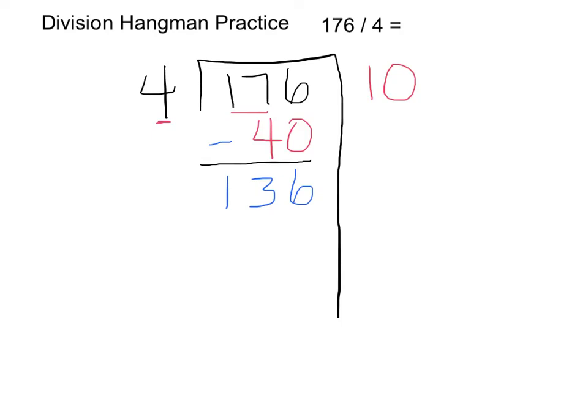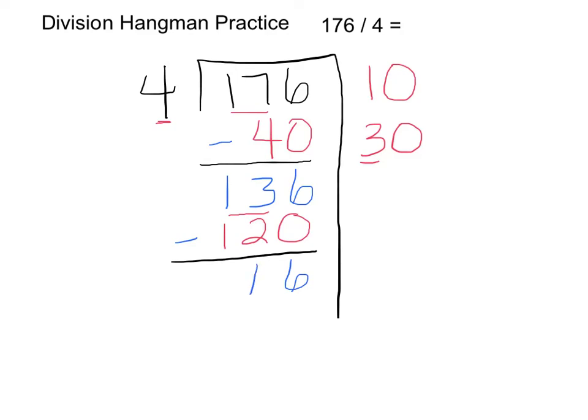This time I'm going to look at 4 and I'm going to say what times 4 equals 13 or close to it. I know that 4 times 3 equals 12. So this time I'm going to say 4 times 30 equals 120. So I have 3 times 4, which is 12, and I'm bringing the 0 over. And then I'm going to subtract. 6 minus 0 is 6. 3 minus 2 is 1, and 1 minus 1 is 0. I don't need to bring that last 0 down.